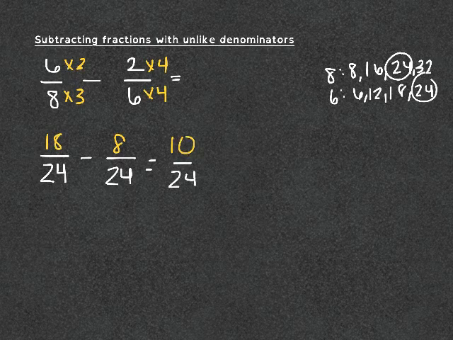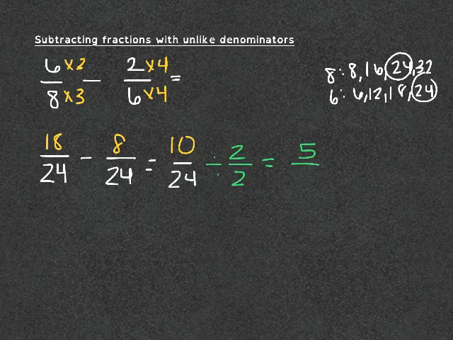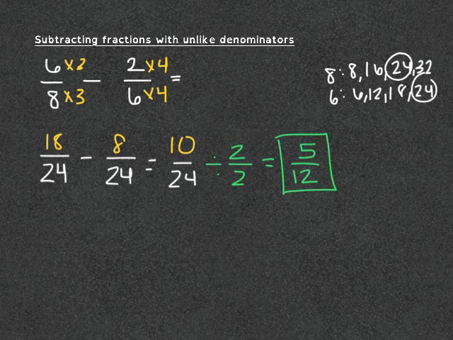Both 10 and 24 are even, so we know we can divide them by 2. We can also ask ourselves if they share any other factors. They do not, so let's simplify this and divide by 2. 10 divided by 2 is 5, and 24 divided by 2 is 12. They don't share any other factor but 1. So our final answer is 5/12.